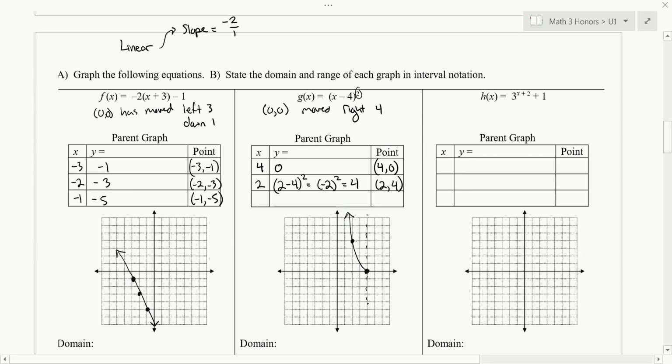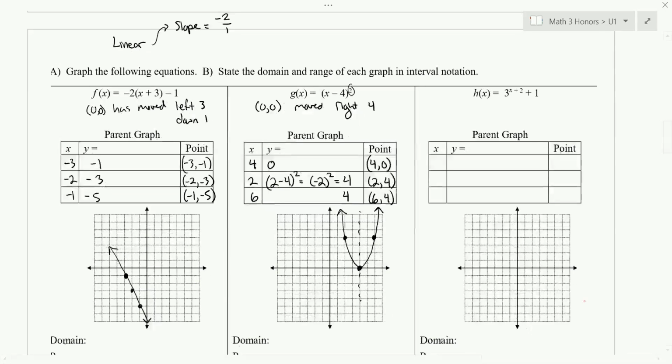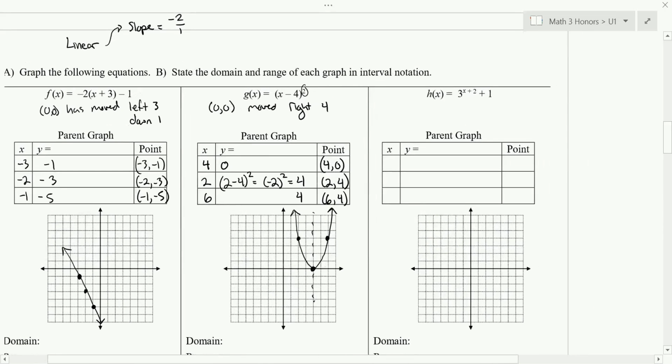And then because of the symmetry, I know it's going to match on the other side at 6, 4. It works that way with the exponential as well. And I kind of gave it away.